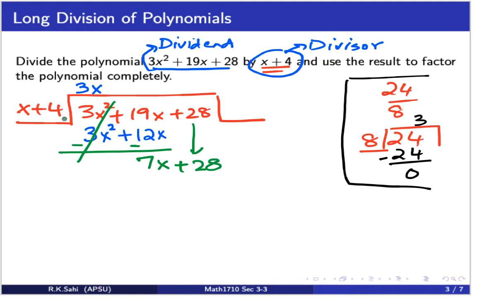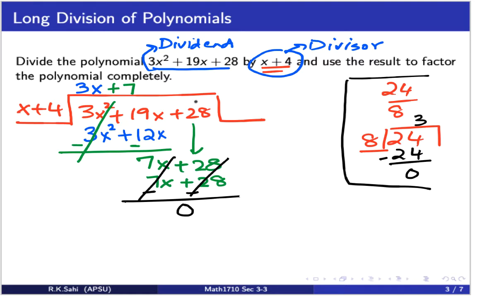Now what should we multiply by this divisor, x plus 4, so that we get 7x? That's the thing we have to cancel first. x is already there, so 7 is missing. So we write 3x plus 7. Here is 7x, then 7 times 4 is 28. Now we change the signs as in a normal division. So this cancels out, and the remainder is 0.